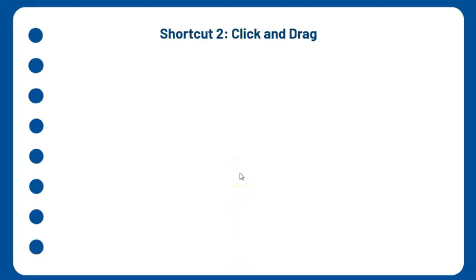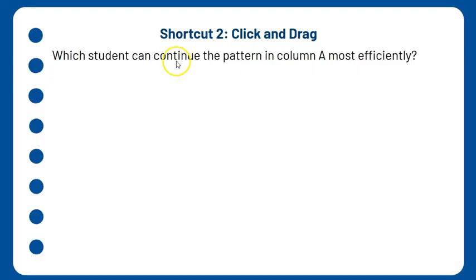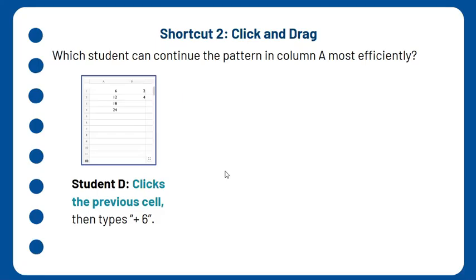Let's take a look at another little but very powerful shortcut. We will do that once again by thinking about the most efficient way to fill in a table. Which student can continue the pattern in column A most efficiently? Student D clicks the previous cell and then types plus 6. So to continue this pattern, student D would click the cell with 24 and then write plus 6. That would fill in the row right below.